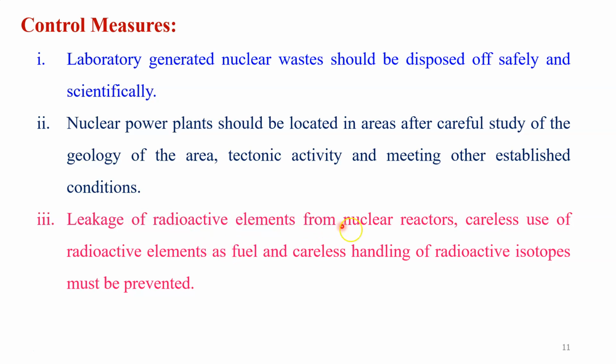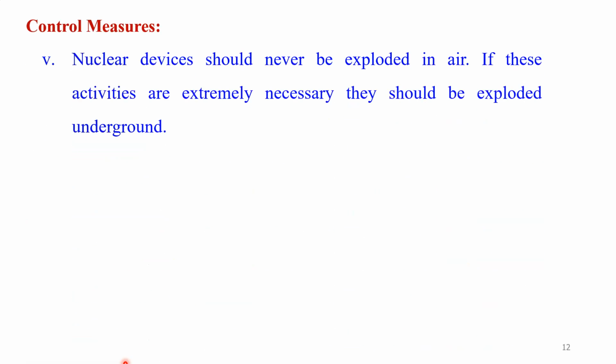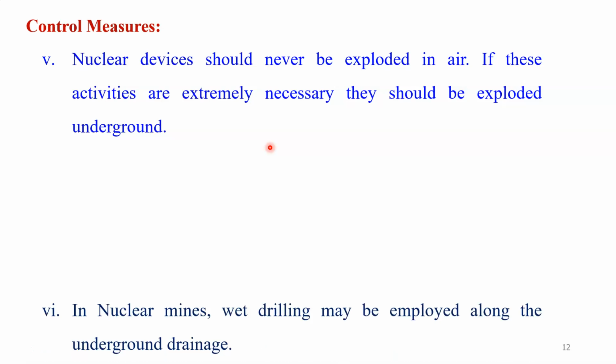Leakage of radioactive elements from the nuclear reactors, careless use of radioactive elements as fuel, and careless handling of radioactive isotopes must be prevented. We require safety measures against the accidental release of radioactive elements to be ensured in the nuclear plants. The next is very important: a nuclear device should never be exploded in the air. If these activities are extremely necessary, they should be carried out underground. Then we can control the intensity of nuclear pollution to some extent.